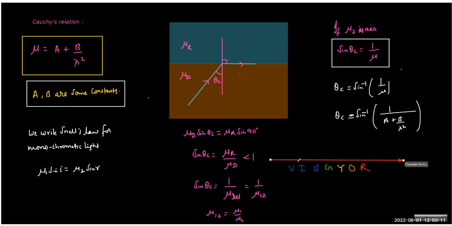So when you go from left to right, lambda increases, correct? Yes, sir, and frequency decreases. And if lambda increases, then the critical angle will also increase.